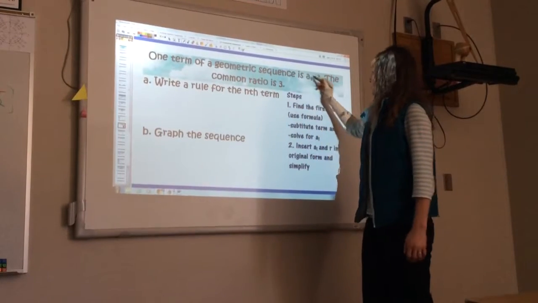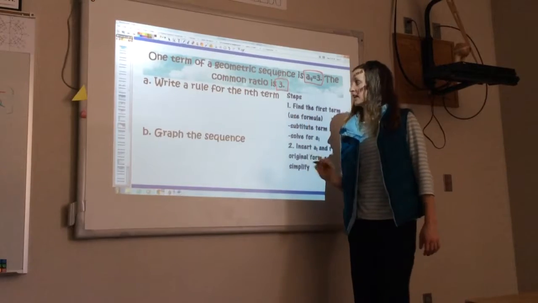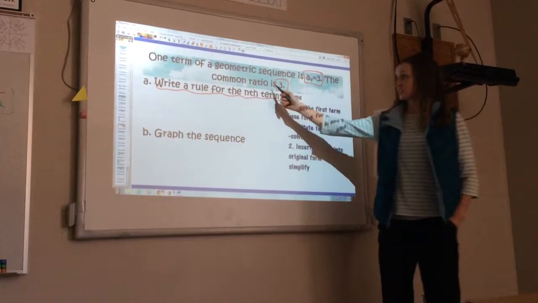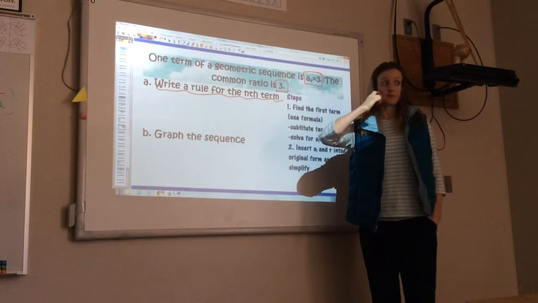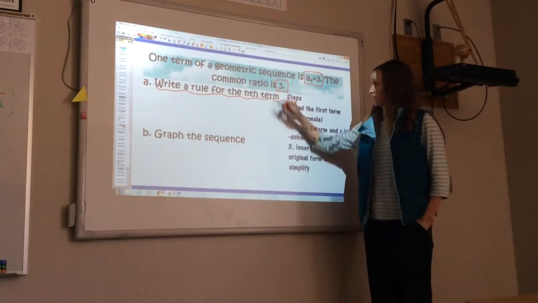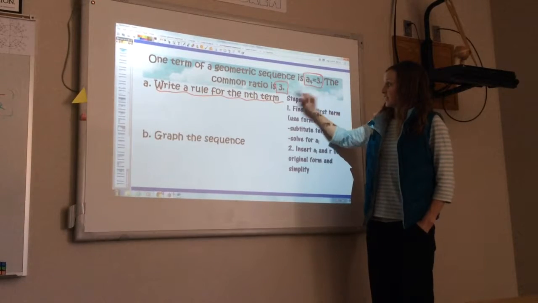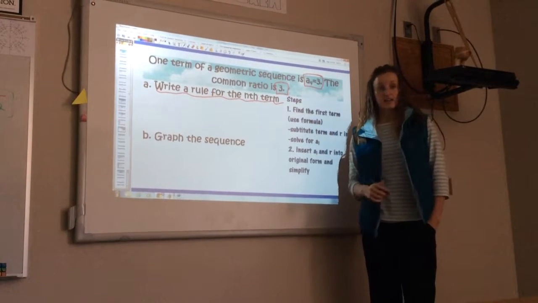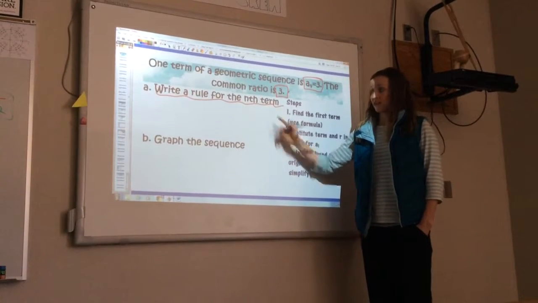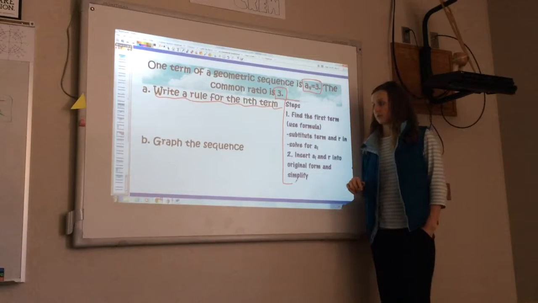One term of a geometric sequence is this. The common ratio is 3. I want you to be able to write a rule for the nth term, so please write this down. This is your second example. Example 2, to help you out with your note taking: A sub 4 equals 3, and your common ratio is 3. Your goal is to write a rule for the nth term. And if you really don't understand, here are your steps.